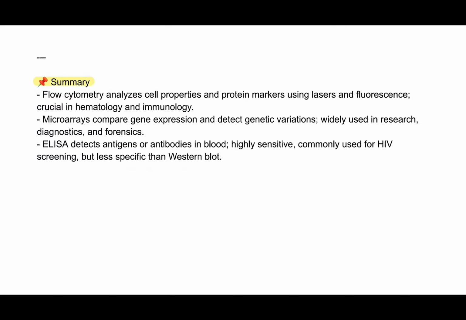Now we will discuss the summary. Flow cytometry analyzes cell properties and protein markers using lasers and fluorescence. That is crucial in hematology and immunology. Microarrays compare gene expression and detect genetic variations, widely used in research, diagnostics, and forensics. And ELISA detects antigens or antibodies in the blood. It is highly sensitive and commonly used for HIV screening, but less specific than the Western blot. So Western blot is more specific than ELISA.